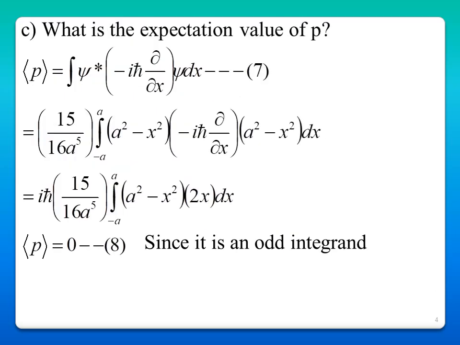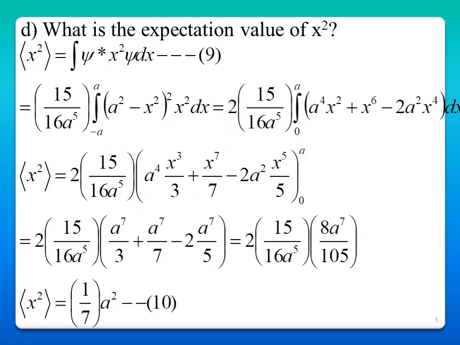Next we have to find the expectation value of p. So the expectation value of momentum is integral psi star minus i h cross dou by dou x psi dx. Now you substitute the value for psi star, and also differentiate the psi with respect to x, and then we'll get it is equal to i h cross 15 by 16 a power 5 integral from minus a to a of a squared minus x squared into 2x dx. Here this integrand is odd, so the expectation value of momentum is 0.